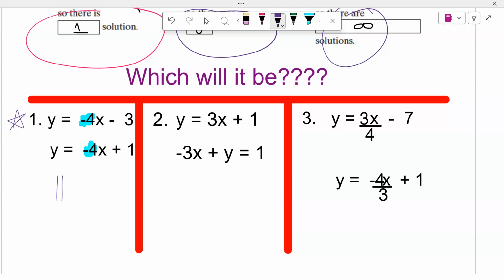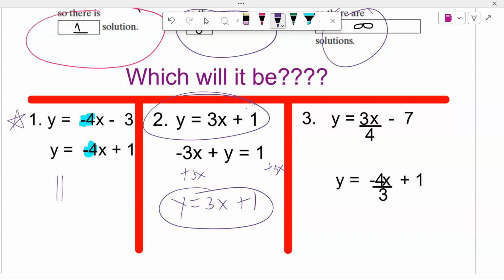When I look at number 2, that's a little sneaky because notice we have one in slope-intercept form, one in standard form, that ax plus by equals c. So we would have to add 3x to the other side to realize y equals 3x plus 1. Well, notice y equals 3x plus 1, y equals 3x plus 1. They're the same equation. So we would have infinitely many solutions.